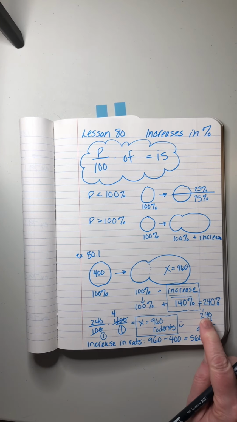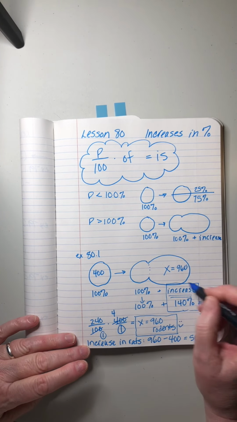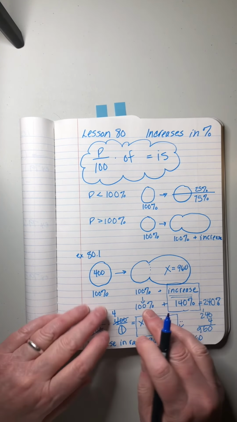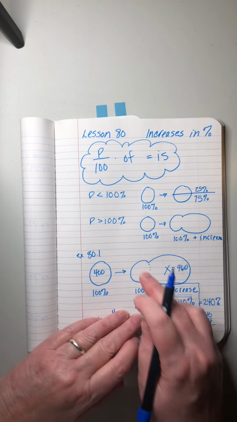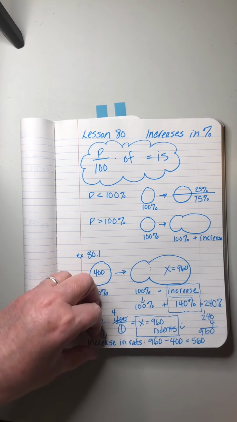Okay, beautiful. Does this make sense to you? We take the increased amount and we add it to the starting amount, right? There's the starting amount and the increase. All right, let's try another one.